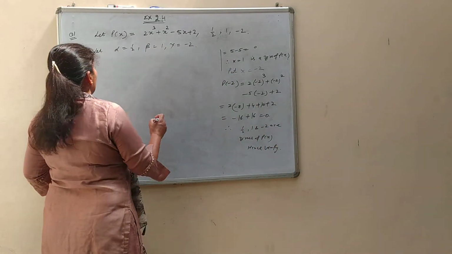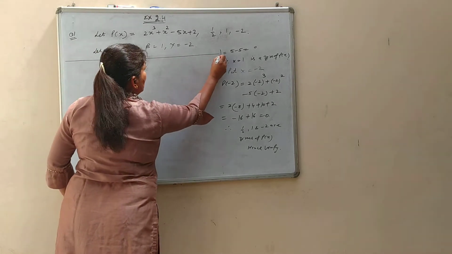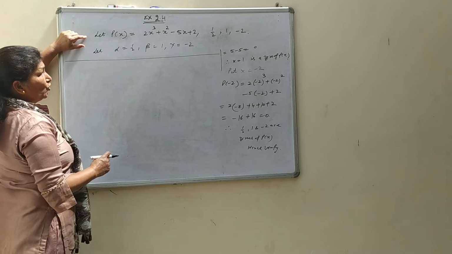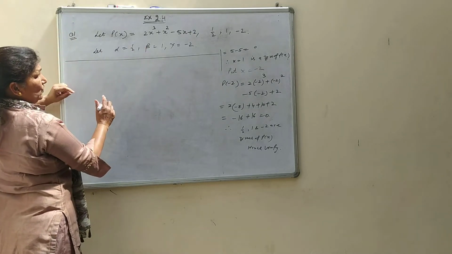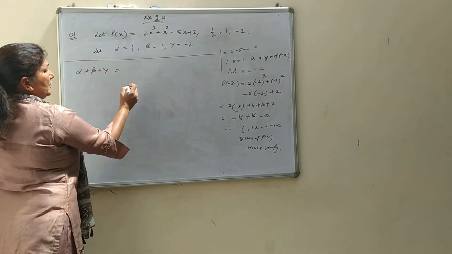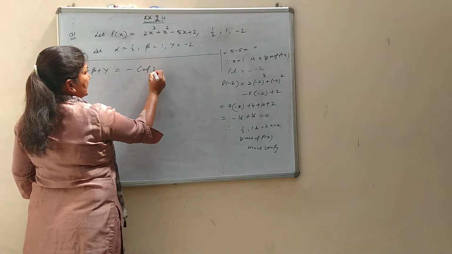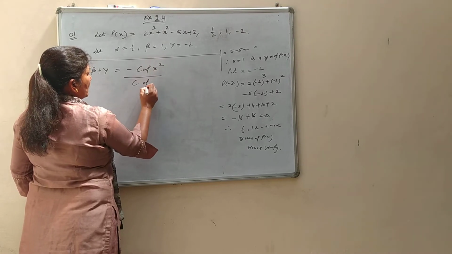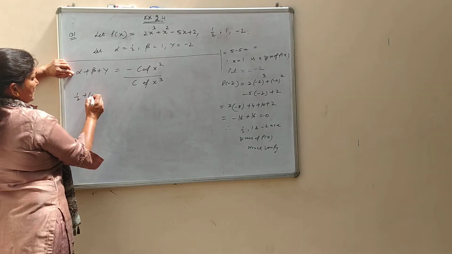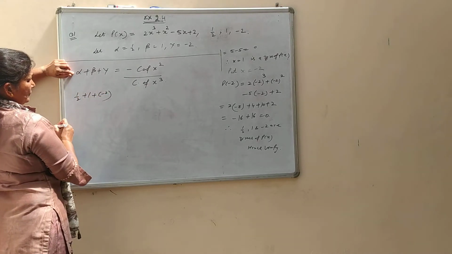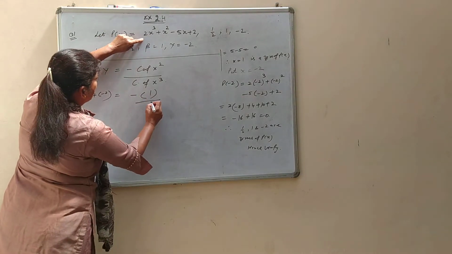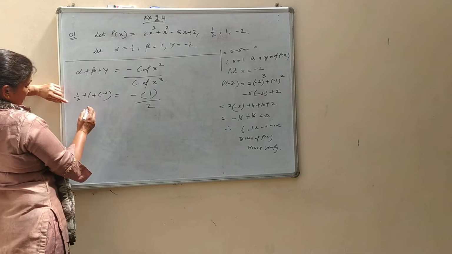After that, we have to find the relationship between the zeros and their coefficients. How can we find? As we have done in quadratic polynomial, similarly in cubic polynomial we will do. First of all, sum of zeros. Alpha plus beta plus gamma is equal to minus coefficient of x square over coefficient of x cube. Now left side we will put 1 by 2 plus 1 plus minus 2. Minus coefficient of x square is 1. Coefficient of x cube is 2.